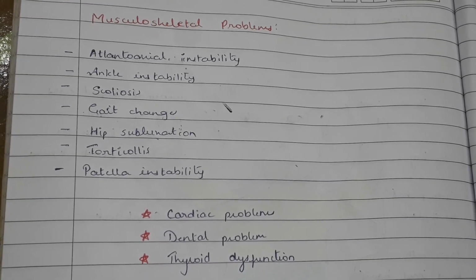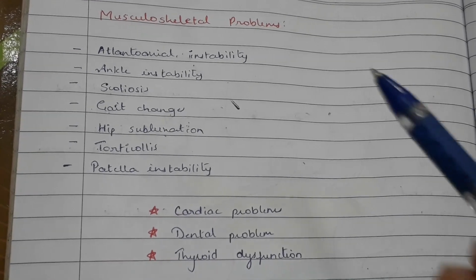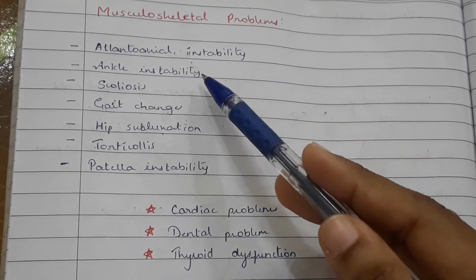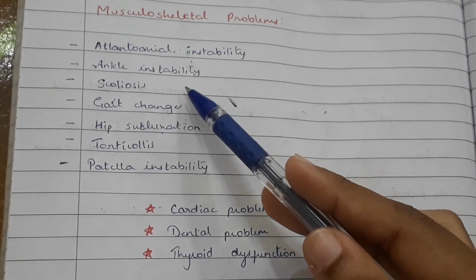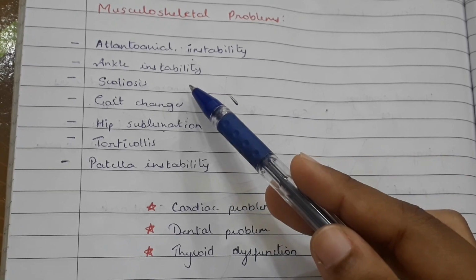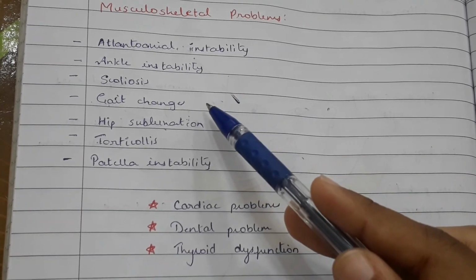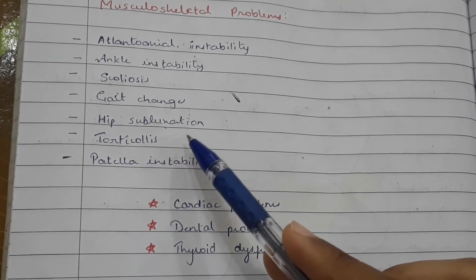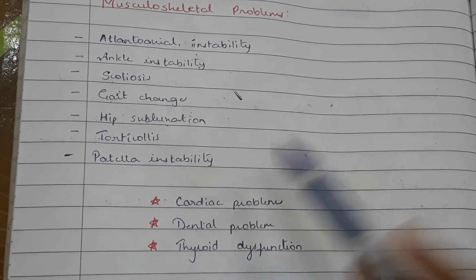Musculoskeletal problems associated with Down syndrome include atlanto-axial instability, ankle instability, scoliosis, that is lateral deviation of the spine, gait changes, hip subluxation, torticollis, patella instability.